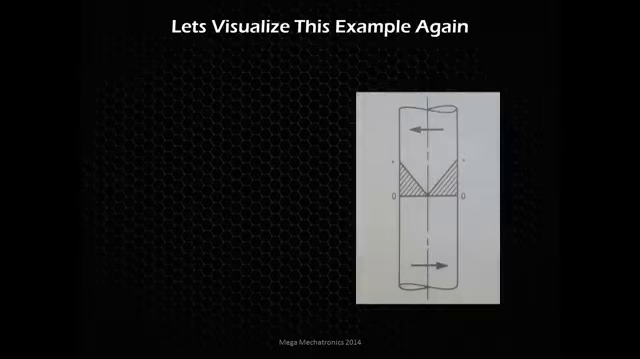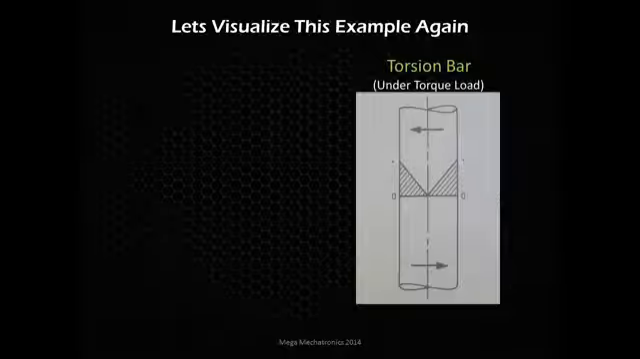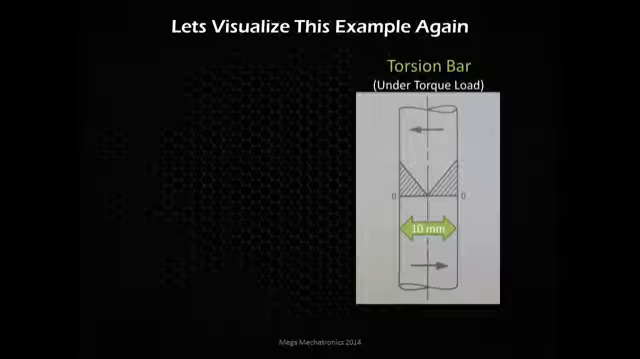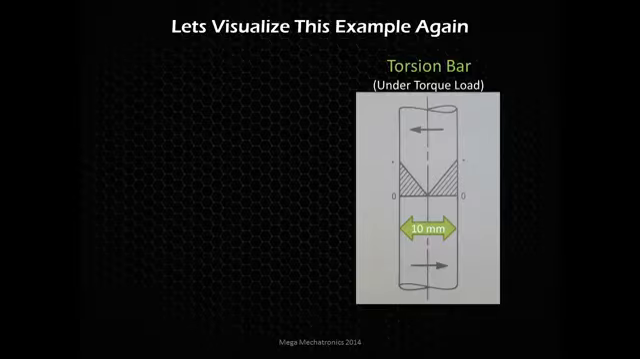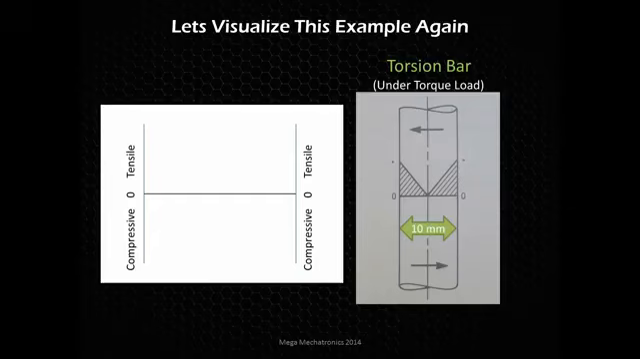So let's look at this example again. We have a torsion bar. It's under a torsion load, a torque load. And let's say this part is 10 millimeters in diameter. Let's put this into a graph form, just in case you're confused about the physical layout and the part being in the picture. So I'm going to draw the same exact graph over here.